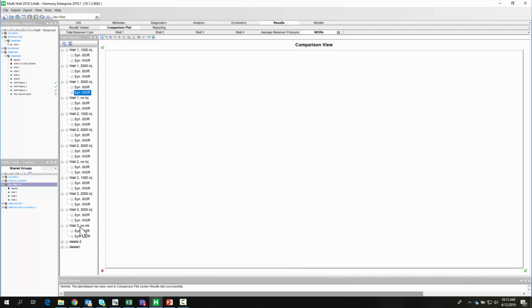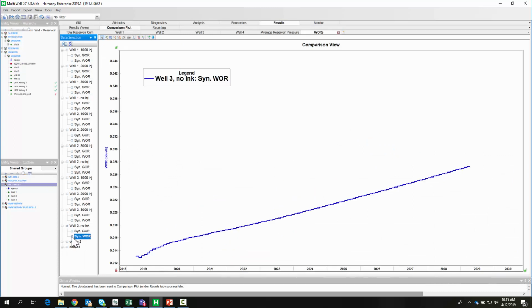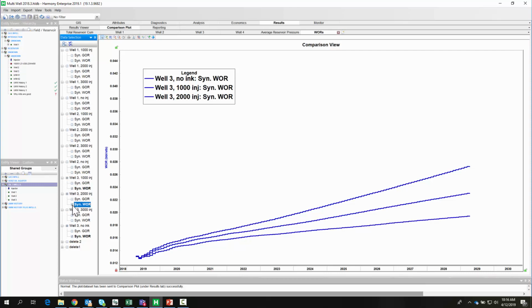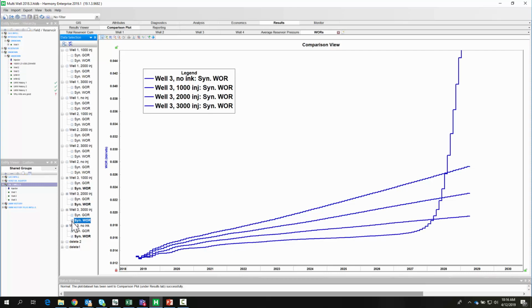So if I start with well number 3, where we're not injecting, this is my predicted water oil ratio for well number 3. The same well, if we inject 1,000 barrels per day, the water oil ratio is changing a bit. And we actually see if we inject at 3,000 barrels per day, this particular producing well, we're going to see breakthrough near the end of the forecast. Okay, so we see how sensitive this particular well is to different injection rates.